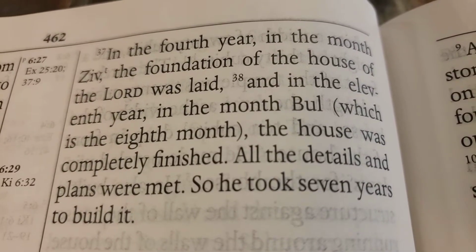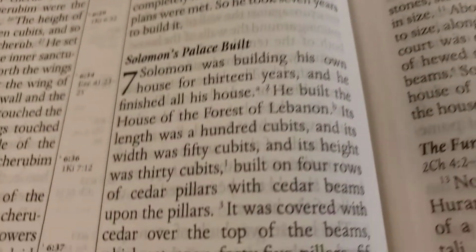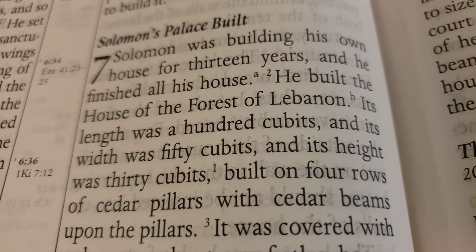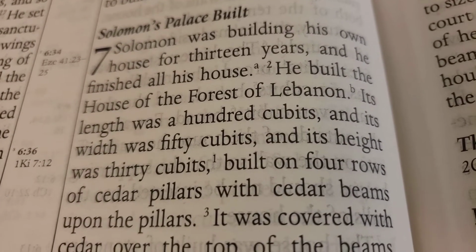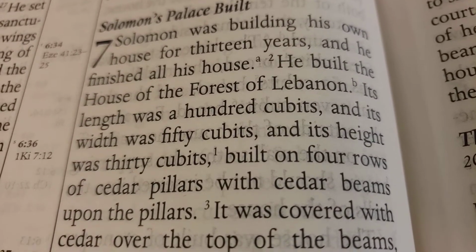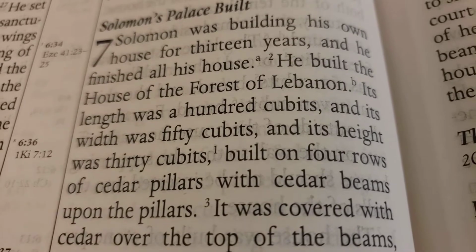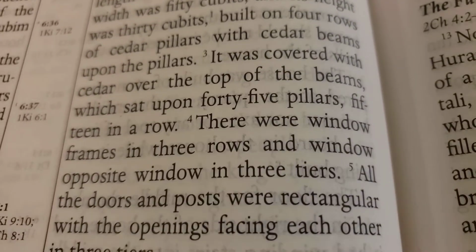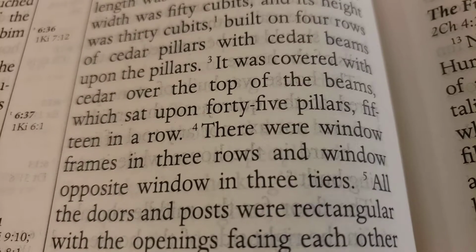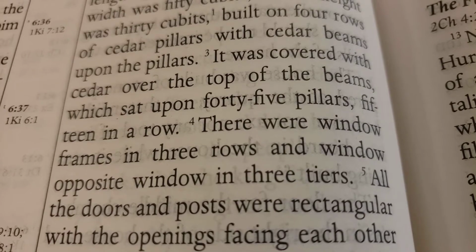Solomon's palace built. Solomon was building his own house for 13 years, and he finished all his house. He built the house of the forest of Lebanon. Its length was 100 cubits, and its width was 50 cubits, and its height was 30 cubits. Built on 4 rows of cedar pillars, with cedar beams upon the pillars. It was covered with cedar over the top of the beams, which sat upon 45 pillars, 15 in a row.